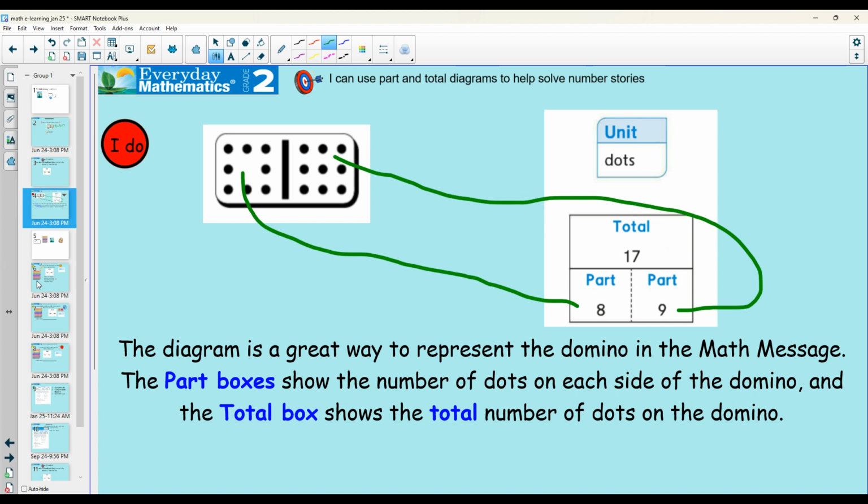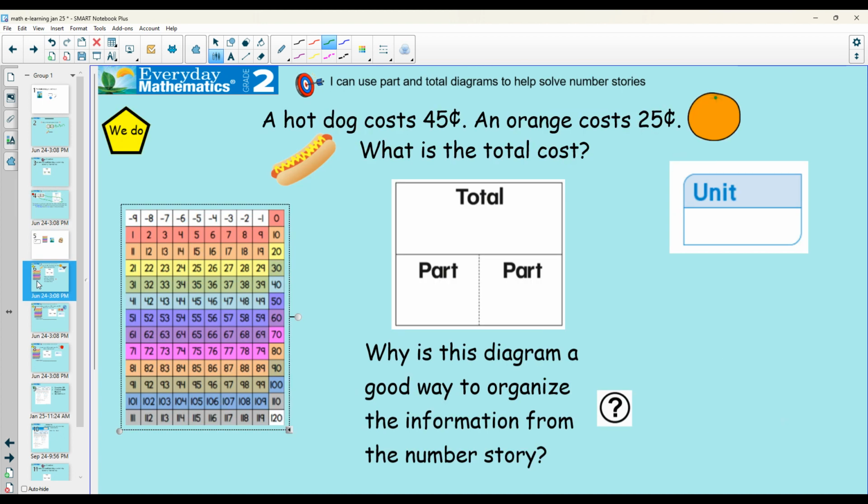In this unit in math, we have been talking about money. So we're going to use part, total to help us solve this number story. It says, a hot dog costs 45 cents. Man, that's a bargain. A hot dog costs 45 cents and an orange costs 25 cents. What is the total cost? I'm just going to tell you that the answer is 70 because I'm not so much worried about the answer as I am about a few steps before we get there.